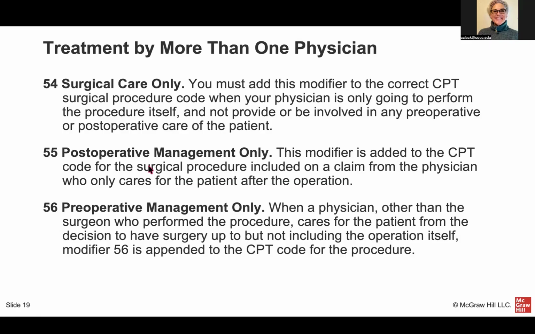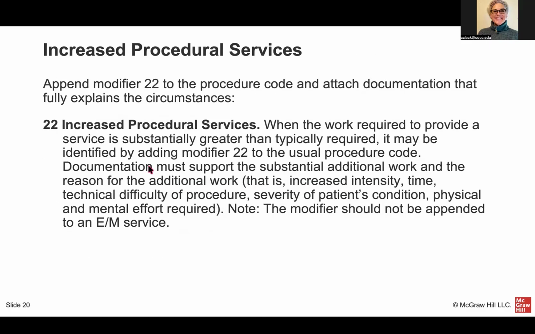They append modifier 56. Now, in practice, this comes up when a patient is referred to a specialist for surgery, but their primary care physician or another specialist handles the post-op follow-up care. Each provider bills their piece of the global package. When you add these up, 54, 55, 56, they should account for 100% of the global package value. These modifiers exist to ensure accurate payment distribution without double billing.